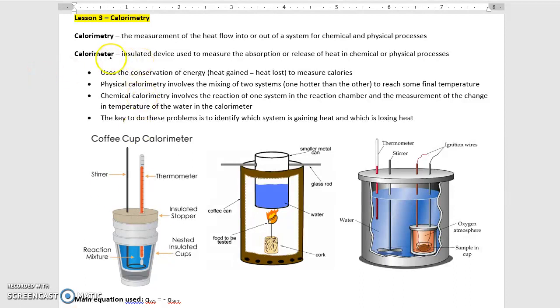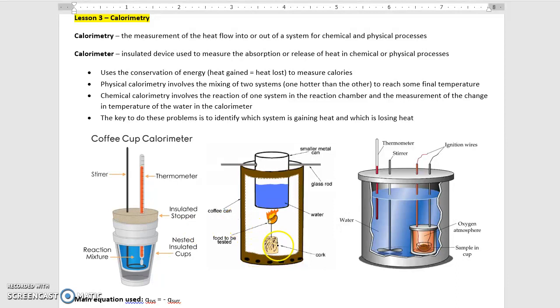So in that lab, you used an insulated device to measure heat release or absorption. If you think back to when you put the different metals in a styrofoam cup and you had a thermometer in the cup and you were measuring different things, that is a simple version of a calorimeter, kind of shown here. Now, the more cups you nest together, the better your results are going to be.